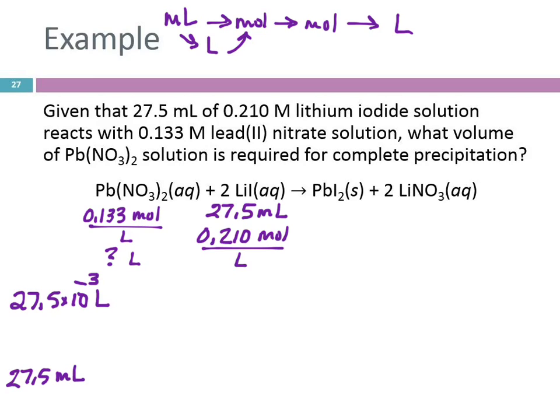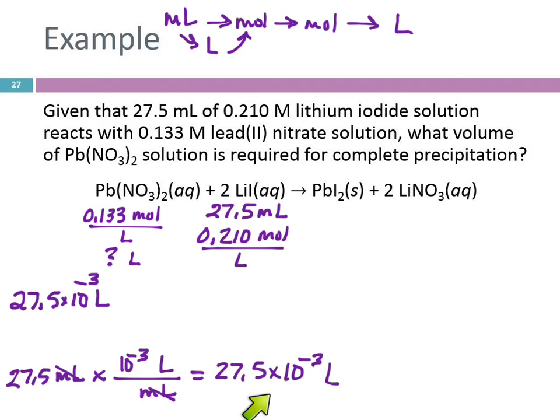27.5 milliliters times liters on top, milliliters on bottom. Those cancel out. I need to put 10 to the minus third up there. That is the same quantity. If I don't convert it to correct scientific notation, I get the same number. You like that? If that's confusing, do it like this. If you like that, go ahead and use it.